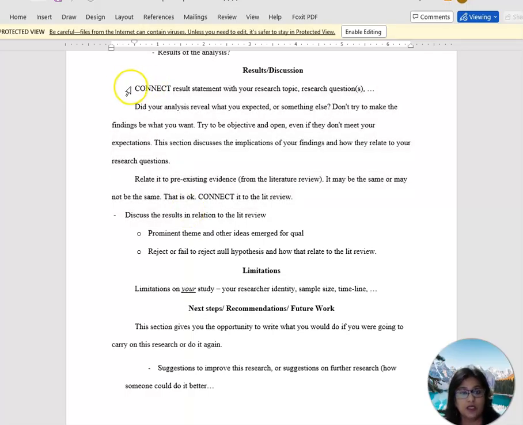You are going to connect it back to the background information, in the sense of the lit review that you had talked about on this topic. If there was a gap, how would this fill in that gap? What do other research articles say about it? That is what is connected down here.